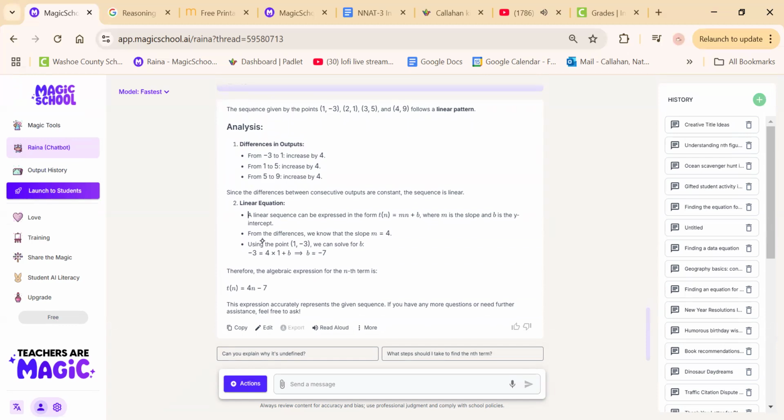This is your equation right here. You can copy it down right now. The equation is y equals 4x minus 7, or t of n equals 4n minus 7. If it's linear, that's how you find it. Right? Number 2.